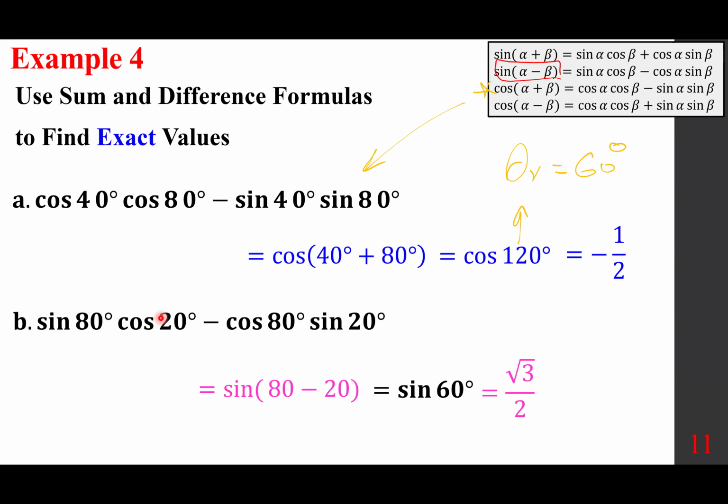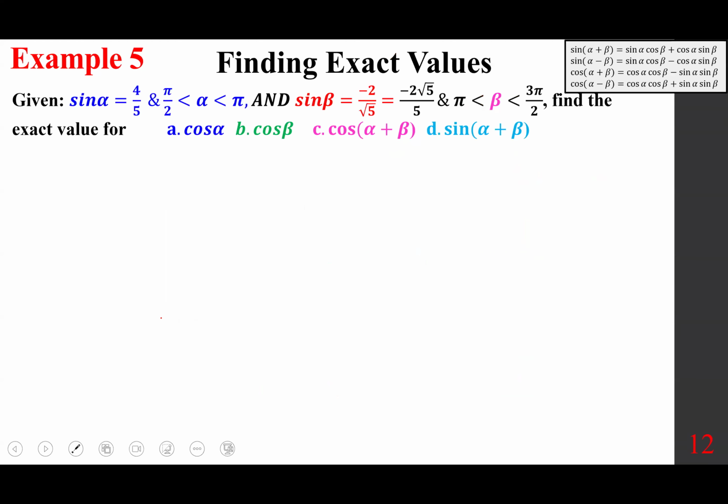Okay, we are going to move on and see what's going on here. Given sine alpha is 4/5, and alpha is between pi/2 and pi, second quadrant, and sine of beta is negative 2/square root of 5 or negative 2 square root of 5/5, and beta is between pi and 3 pi/2. Find the exact value for cosine alpha, cosine beta, cosine of alpha plus beta, sine of alpha plus beta. So that's what we are going to look at, everybody.